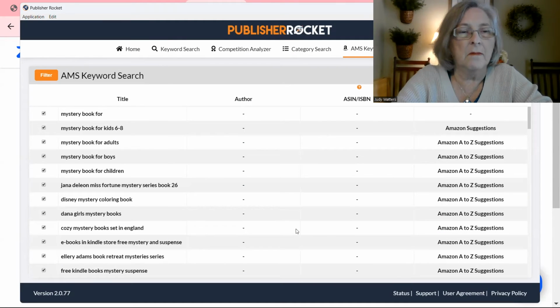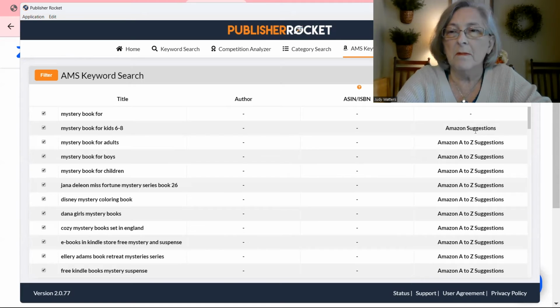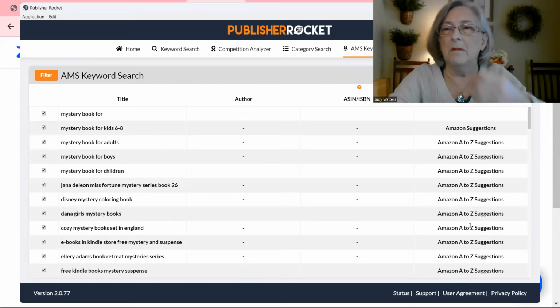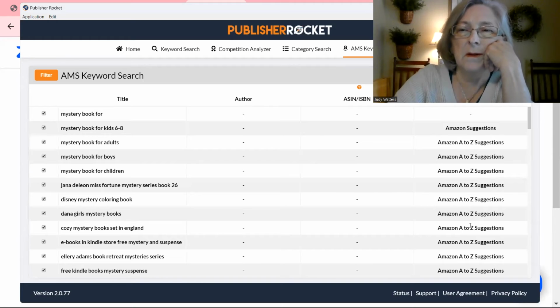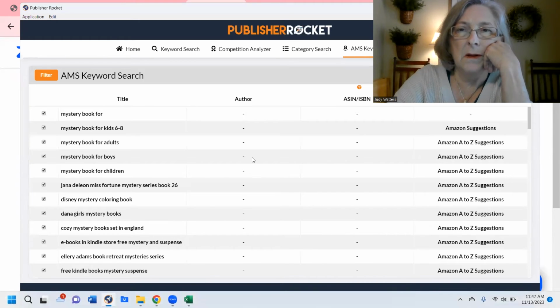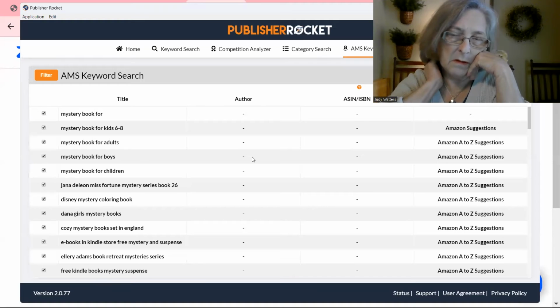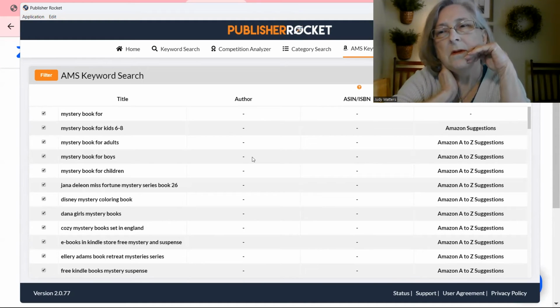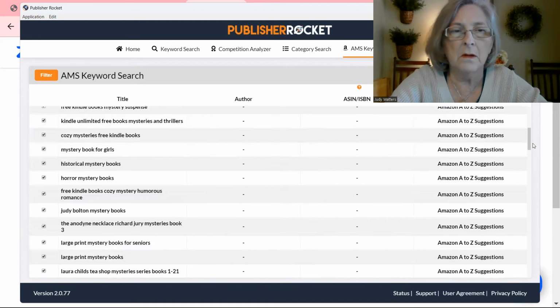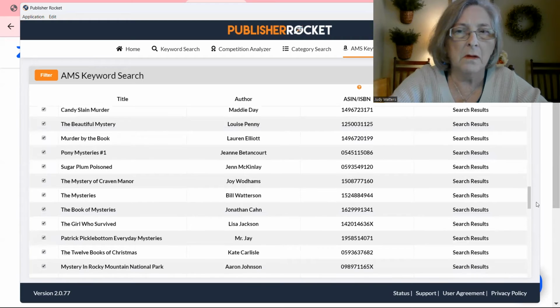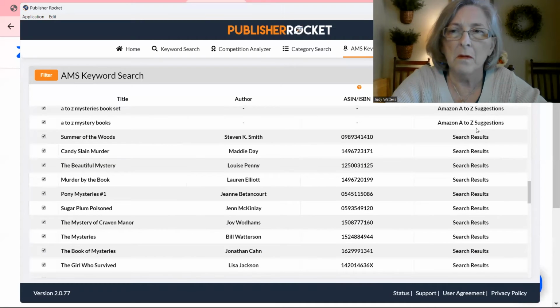On the right-hand side, where it says type, it's showing you how it got that. If it says Amazon suggestions, that means as soon as they put in mystery book 4, it was that drop down. That's an Amazon suggestion. Amazon A to Z suggestion means they had to do mystery book 4 space A, mystery book 4 space B. So that's what it means when it says Amazon A to Z suggestions. And on the far left-hand side, you can deselect if there's something you think is not relevant.